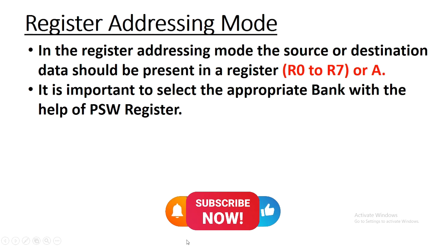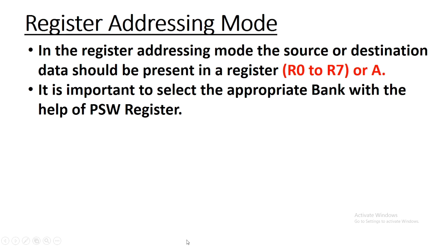In the register addressing mode, the source or the destination data is present in a register R0 to R7 or in the accumulator. In 8051, at a time only one bank is active, and in that bank there are 8 registers, namely R0 to R7. To select any one of the available banks, we need to select the appropriate bank with the help of the PSW register. In the PSW register there are 2 bits using which you can select or activate any one bank out of 4.